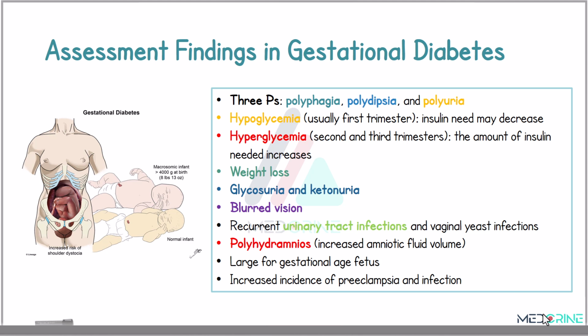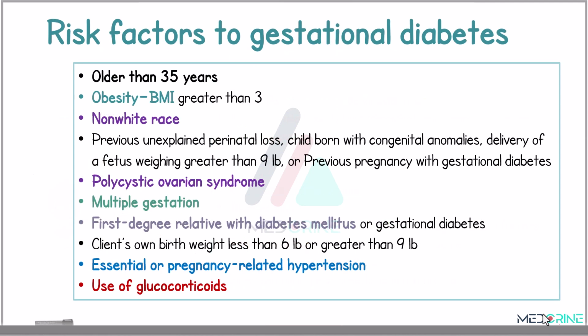These patients will be experiencing weight loss, glycosuria or glucose in urine, and ketones in urine known as ketonuria. They'll be having blurry vision and recurrent urinary tract infections and vaginal yeast infections. These patients as well will be presenting with polyhydramnios, a large for gestational age fetus, and increased incidence of preeclampsia and infection.